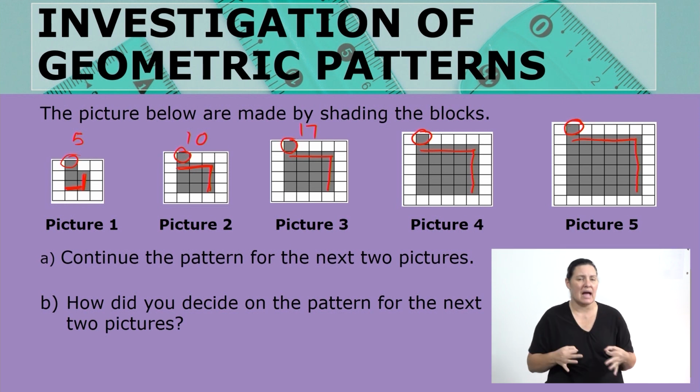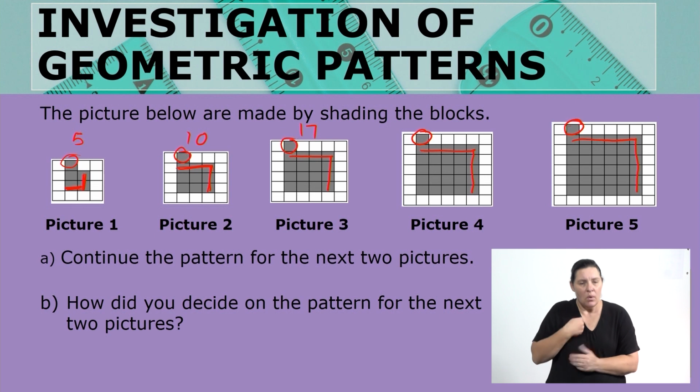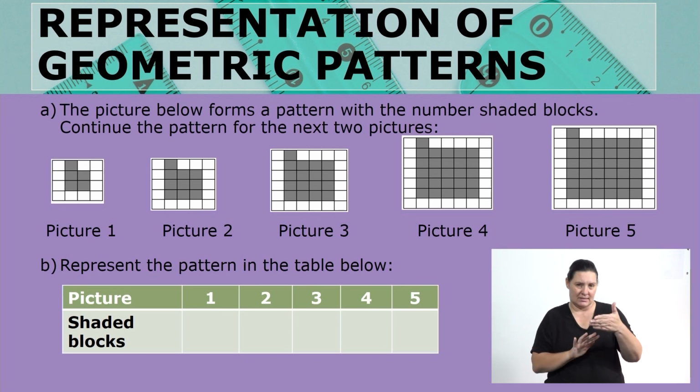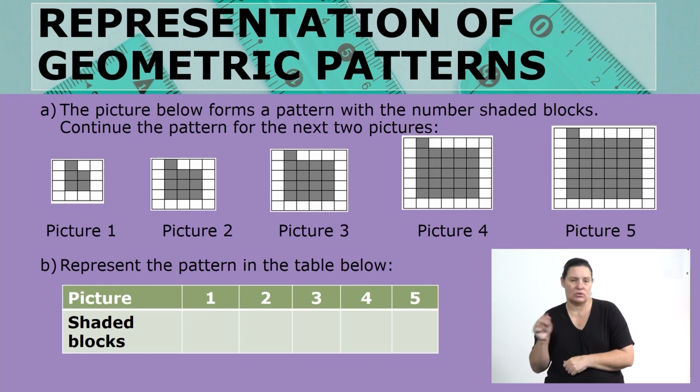So how did you decide on the pattern for the next 2 pictures? It's because we look at the diagrams and we see a pattern, what is going on, for us to get the next terms. So let's see how we can represent these geometric patterns in tables and algebraically. So looking at the same pattern that we were working with, remember those were the shaded blocks, and we already continued with the next 2 pictures.